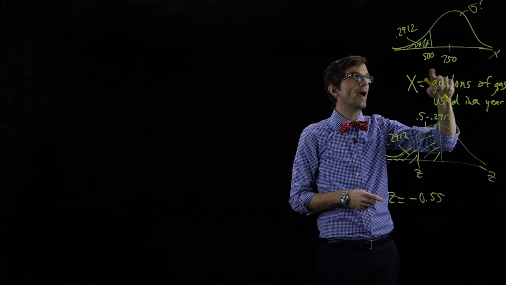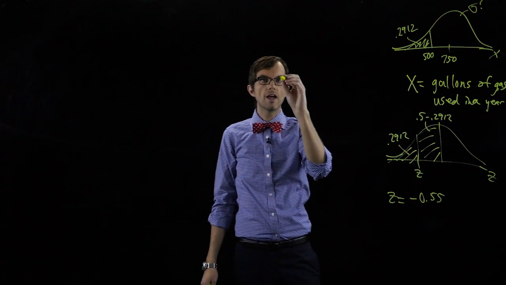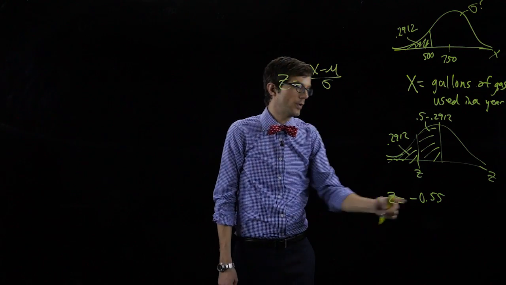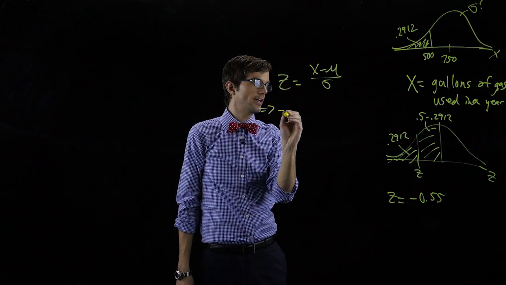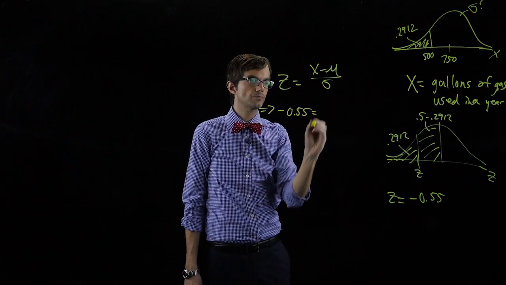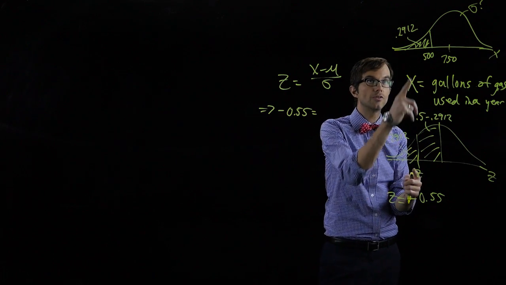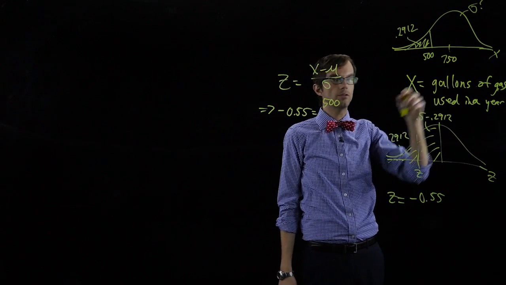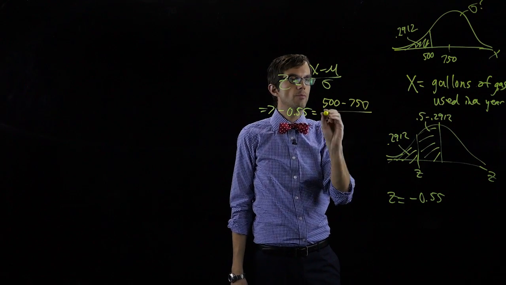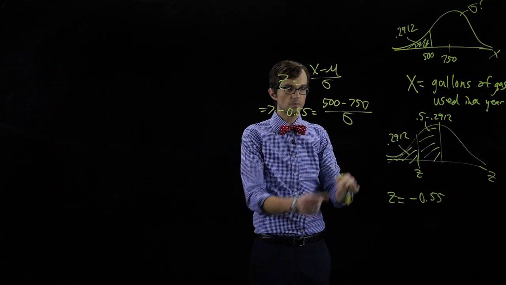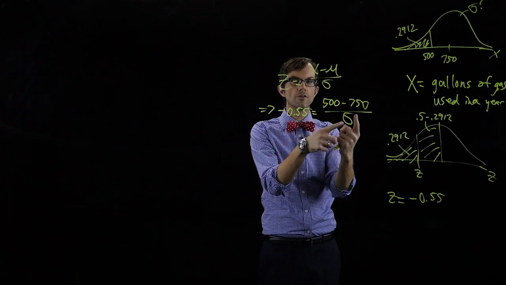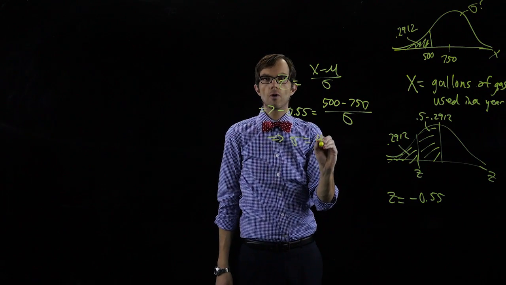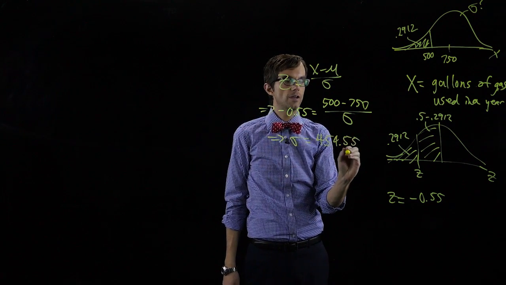So now we just have to solve backward and find sigma. That is, z is equal to x minus mu over sigma. We have the value of z. It's negative 0.55. That value of z is associated with this number on the x-axis, 500. We know the mean. It's 750. But we don't know the standard deviation. So we just multiply this over here and this over here. And if we do that, we should get that sigma is 454.55 gallons.